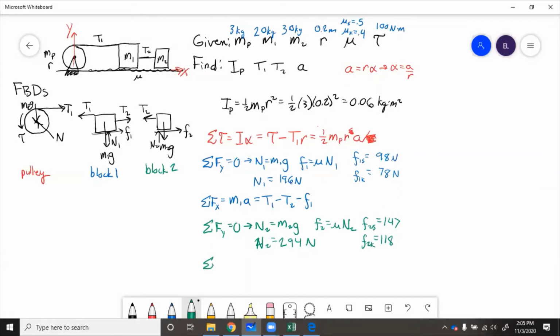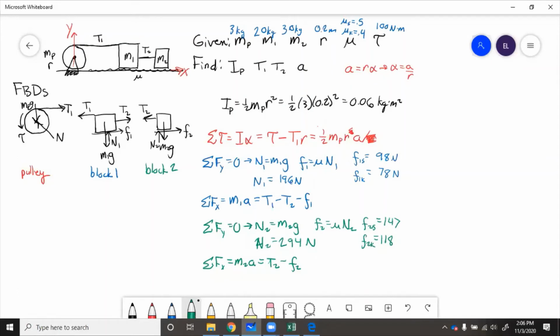And then sum of the forces in the X direction equals M2 times acceleration. It's going to be T2 pulling to the left minus the friction force pulling to the right. So this one has two unknowns, A and T2, but total there's going to be 1, 2, 3 unknowns, T1, T2, A. And then we've got 1, 2, 3 equations. Torque, X force for 1, X force for 2.